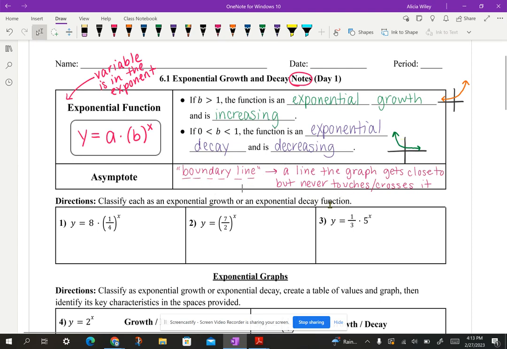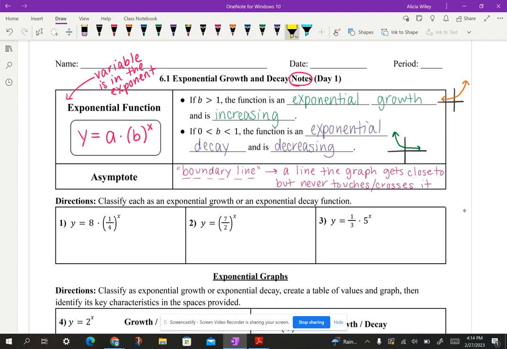One thing that we want to be able to do is recognize what type of function we have just by looking at the equation. That can tell us a couple different things, like what the graph is going to look like. Later on, this will tell us what kind of values we should get and what type of formula we should use. In these first three examples, they just want you to identify the base and determine whether it is growth or decay. So take a moment, pause this video, and write down whether you think these would be growth or decay.